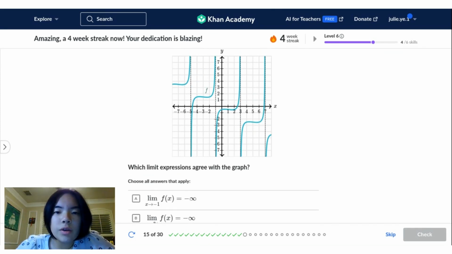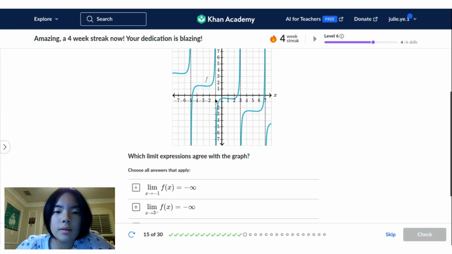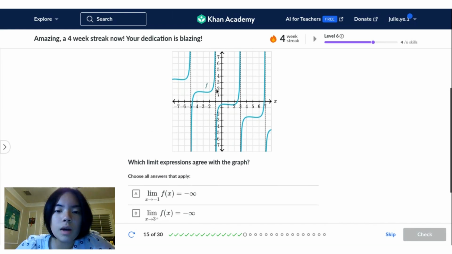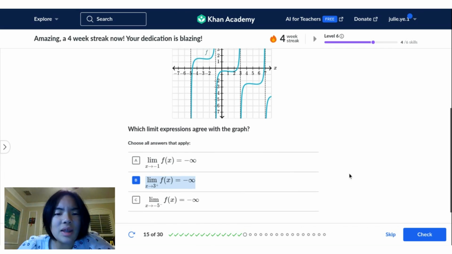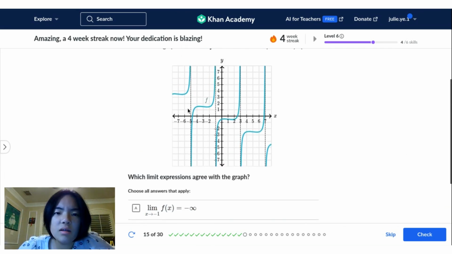Which limit expressions agree with the graph? Okay, x approaches negative 1 is negative infinity. Nope, opposite of what it actually is. 3 from the right is negative infinity. You're correct. Negative 5 from the left is negative infinity. No?